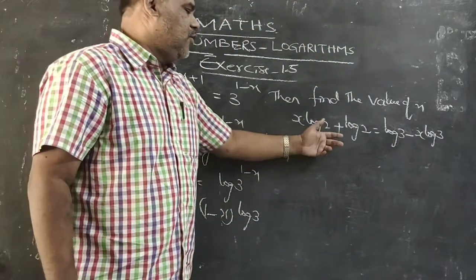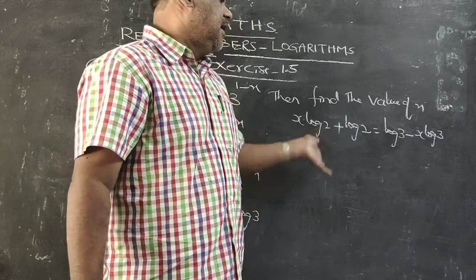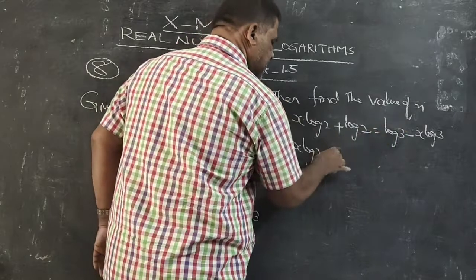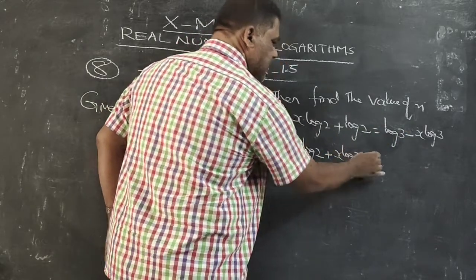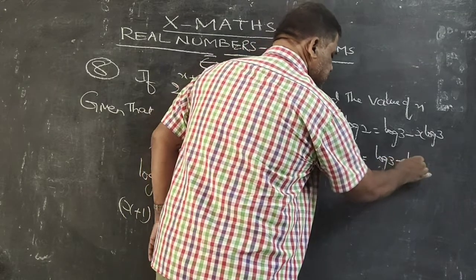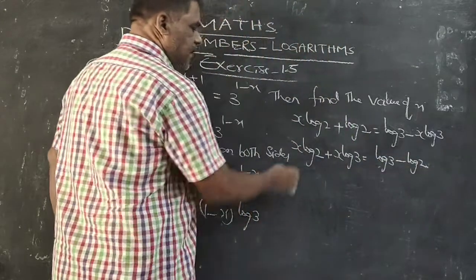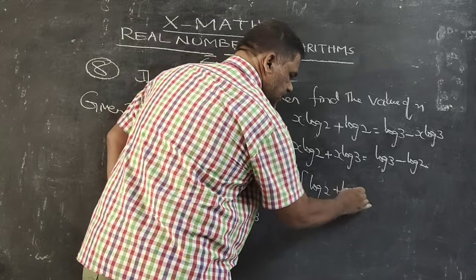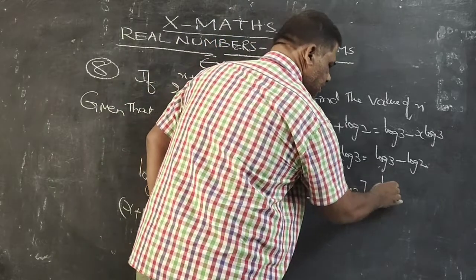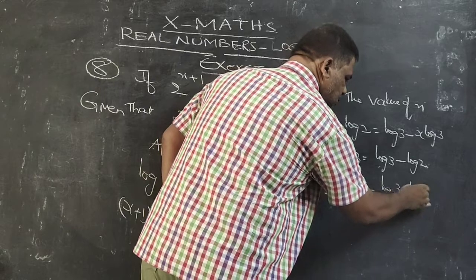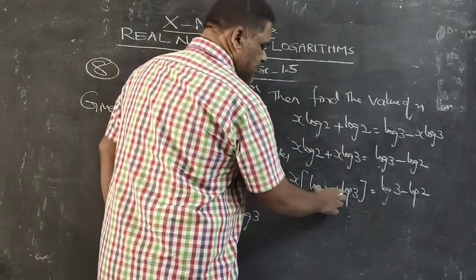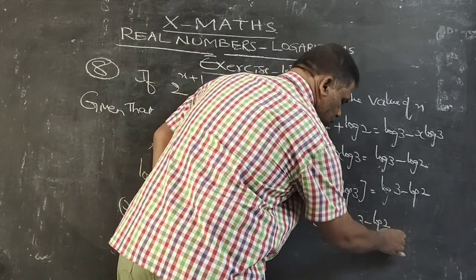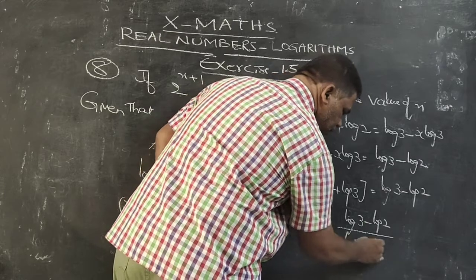Now to find out x value, take all x terms one side, numbers on the other side. So here x log 2 is there, that minus x log 3 will become plus x log 3, is equal to log 3 minus this log 2. Without x it is sent outside. Here you take x common, so it will become log 2 plus log 3 is equal to log 3 minus log 2. To find out x value, send that side, x is equal to, we get the answer log 3 minus log 2 by log 2 plus log 3.